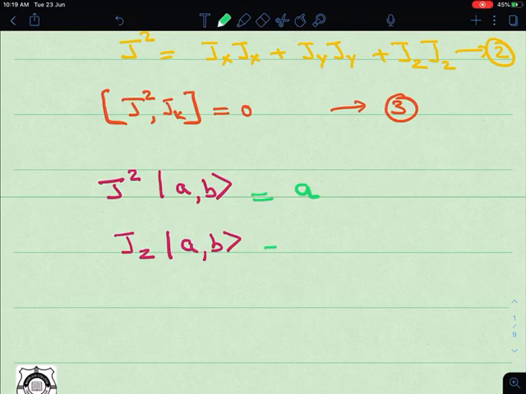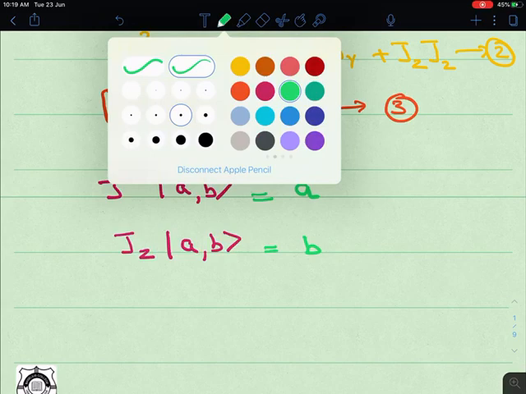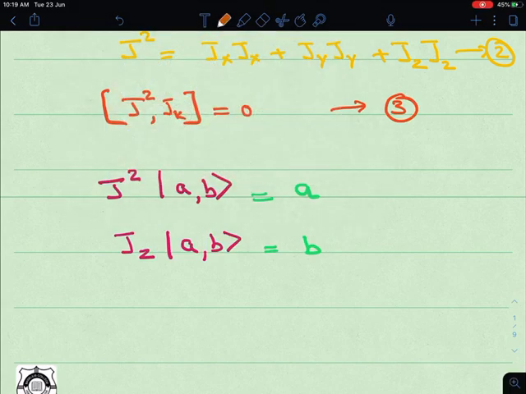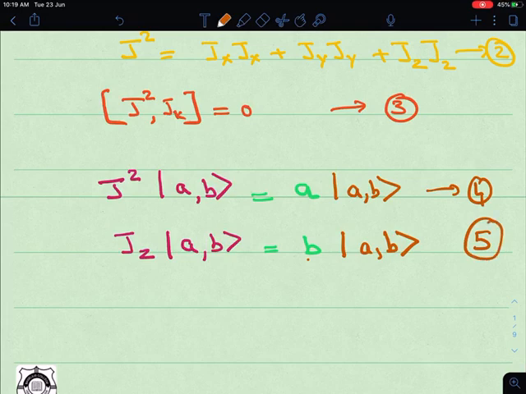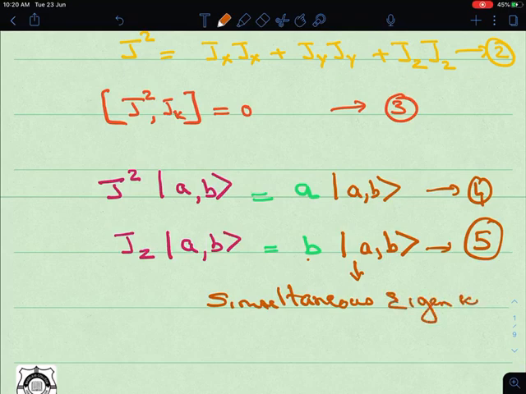And Jz's eigenvalue as b. An operator acting on ket ab will give you the eigenvalue times that eigenket. Again, the eigenvalue equation: Jz times the eigenket is equal to the eigenvalue times the eigenket. So that will give equations number 4 and 5. And ket ab is known as the simultaneous eigenket.